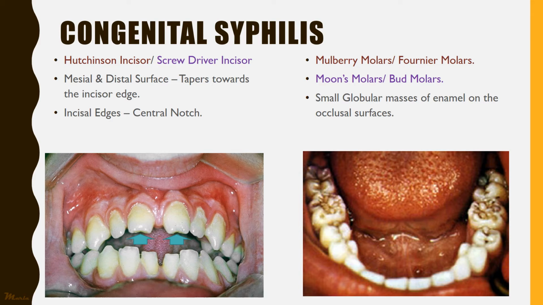Mulberry molars are also referred to by other terminologies like Fournier's molar, moon molars or bud molars. Mulberry molars are characterized by the presence of small globular masses on the enamel on the occlusal surface of such teeth. The image here shows such globular masses on the surface of the first molar. So, the Hutchinson incisor and mulberry molars are the two common or significant manifestations of congenital syphilis. This is an important point and needs to be remembered.